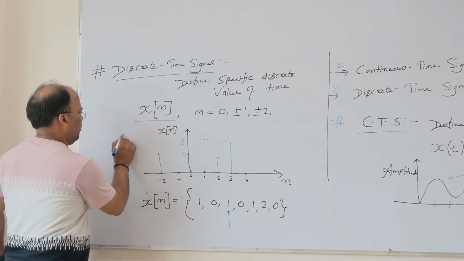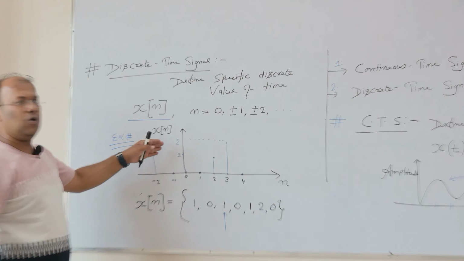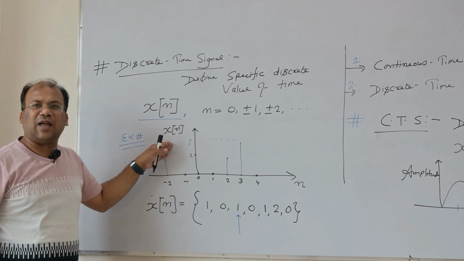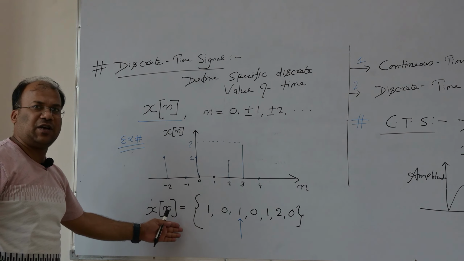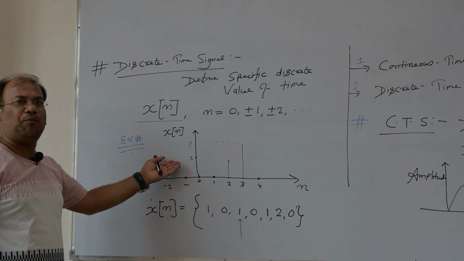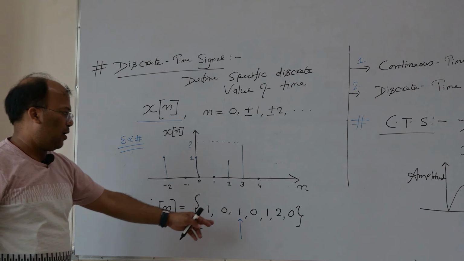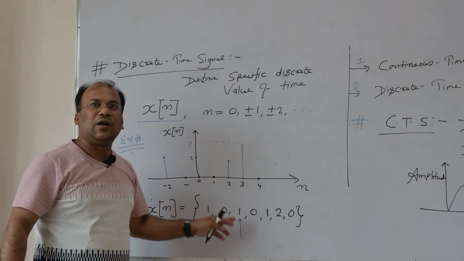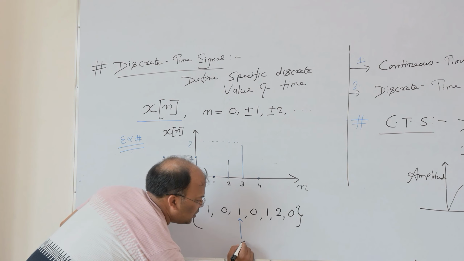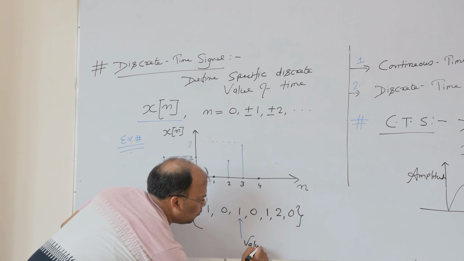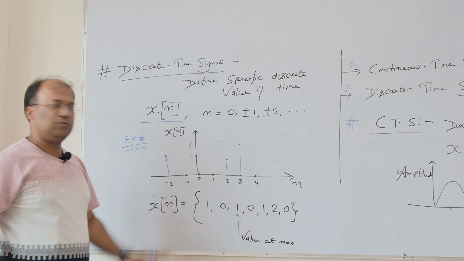This is the example of one discrete type of signal. And the other way of representation of the same example is this. The meaning of both representations is the same. Here, an arrow represents the origin point. This arrow represents the value at n is equal to 0.